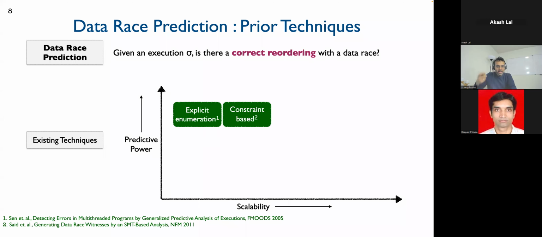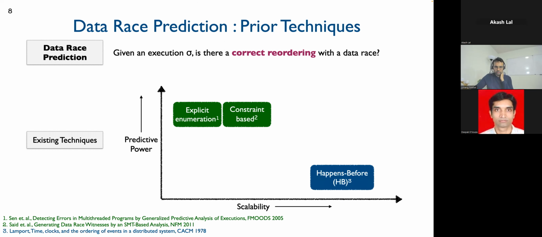Okay, so on one end of the spectrum, there are techniques that resort to basically enumeration. If you have a trace with n events on k threads, the number of possible reorderings is of the order of k to the n. And these techniques essentially enumerate all such reorderings and check whether any such reordering has a data race. But as you can imagine, scalability is really a bottleneck in these kinds of techniques, even if you resort to some kind of constraint-solving based symbolic search.